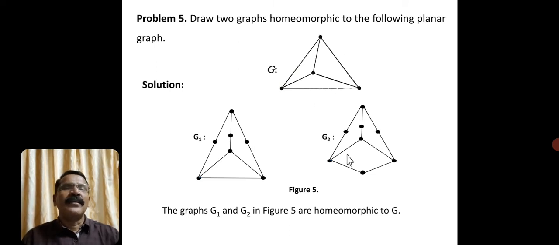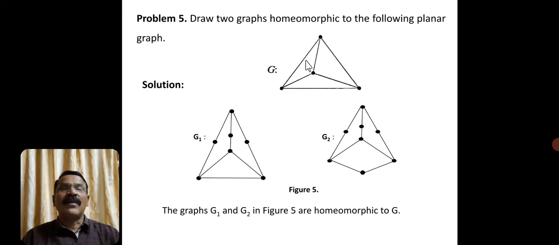Here we have added one more vertex between this edge, between this edge, between this edge, like this, even between this edge also. So you can introduce some vertices between these two edges also, so that the resulting graph is also homeomorphic with the given graph G. Here the graph is K4. So these are the two homeomorphic graphs with K4.